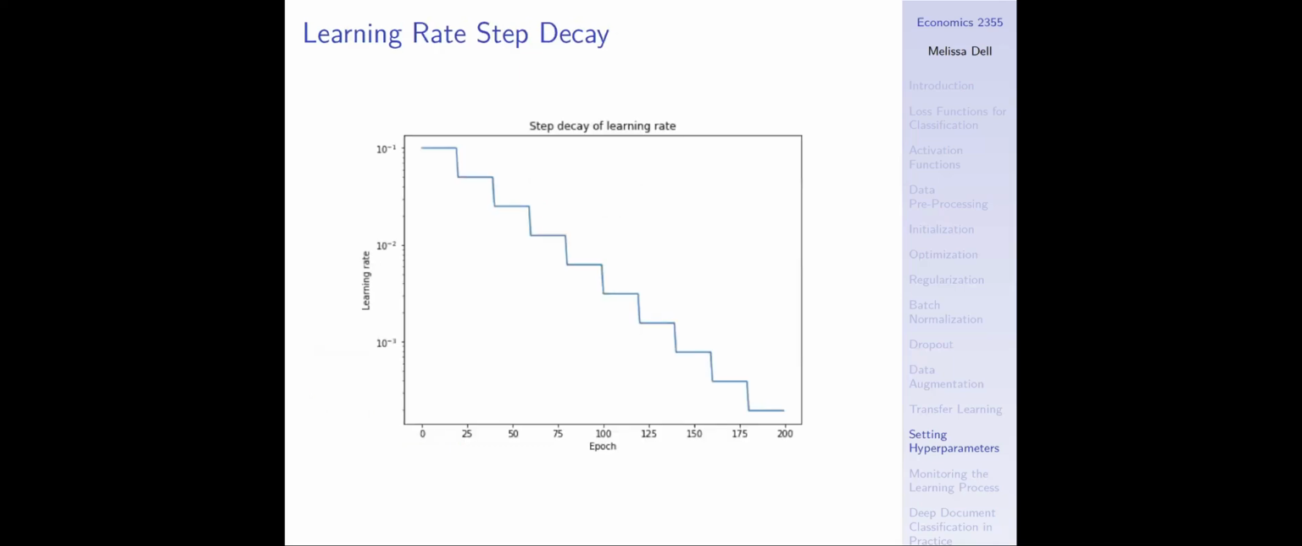A common way to do this is just to have a step decay, where after so many epochs, you just decay your learning rate by a preset step. You can also have exponential decay, different types of learning rate decay. But as I said, worry about getting something that works reasonably well first, and then you can worry about the schedule.